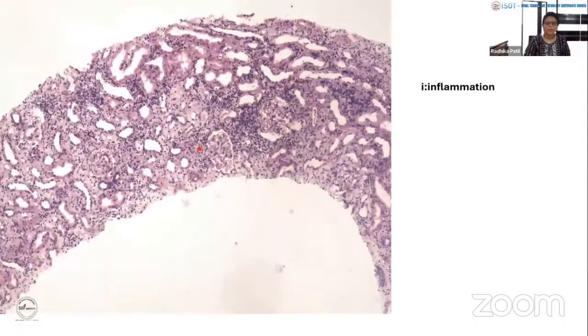So this is a cortex scanner view H&E stain section showing these ball-like structures as glomeruli, tubules, and interstitium. Glomeruli are looking normal. There is mild tubular injury with loss of the brush border and diffuse interstitial inflammation. So i evaluates the degree of inflammation in the non-scarred cortex. Here it is diffuse, so it becomes i3.